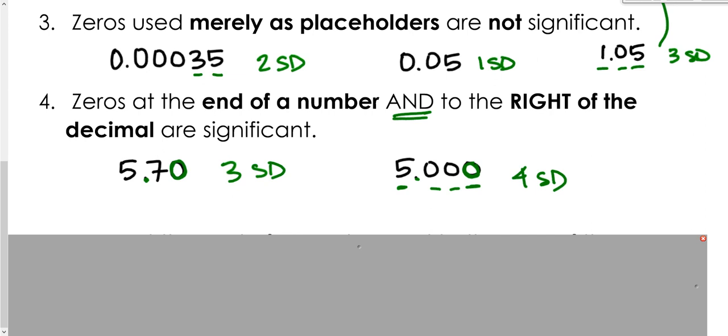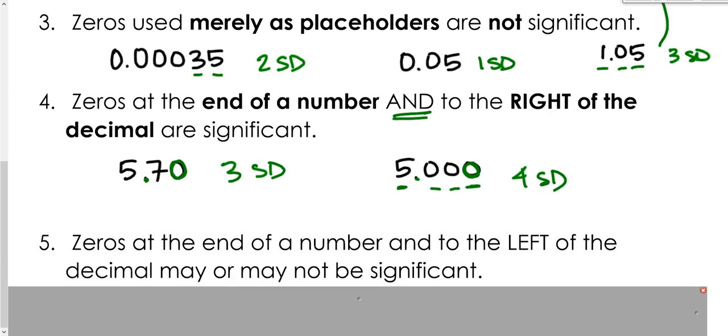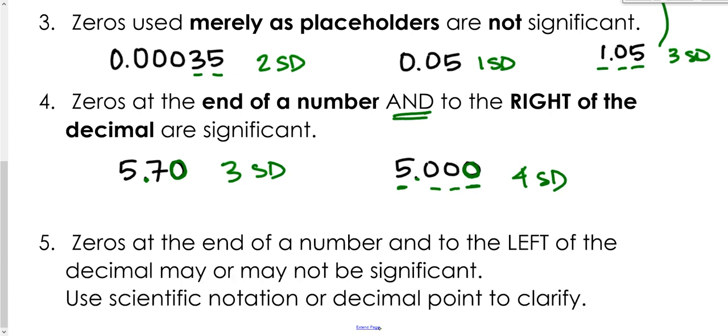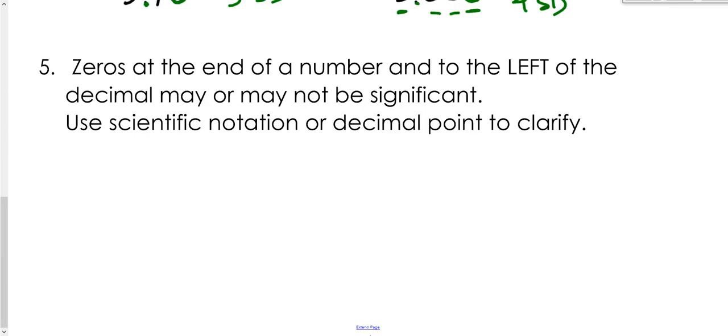Now make sure you're writing down all these examples. I should have said that earlier, but it will be helpful when you go back and look at your notes later. All right, so the last part is zeros at the end of a number and to the left of the decimal may or may not be significant. So here's where we're going to want to use our scientific notation or a decimal point to clarify. So let me explain more what I mean.